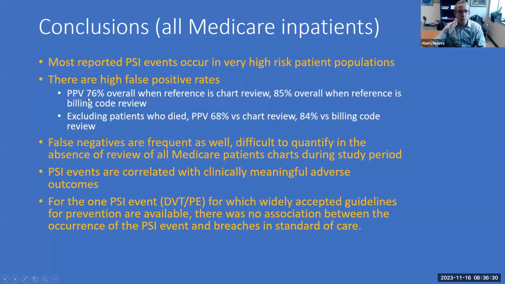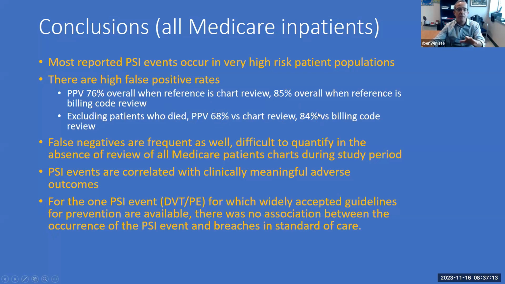Our positive predictive value overall, when the reference is chart review as the gold standard, was 76%, so 24% false positives. A little bit better when we look at billing codes, 15% false positives. But isn't that weird? That's exactly what CMS claims to be looking at, a review of billing codes. And it should be very straightforward, but apparently it's not. If we exclude patients who died, where it's much easier to be accurate, right? Because either patients die or don't die. Positive predictive value was only 68%. So almost a third of the PSI based on chart review were false positives.